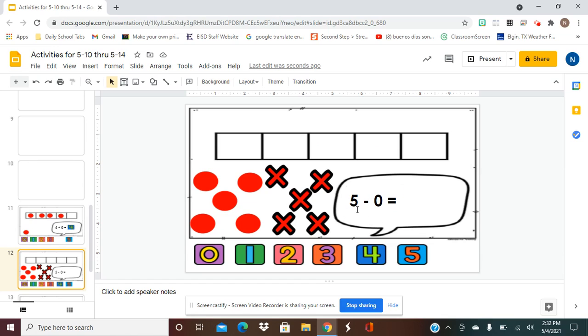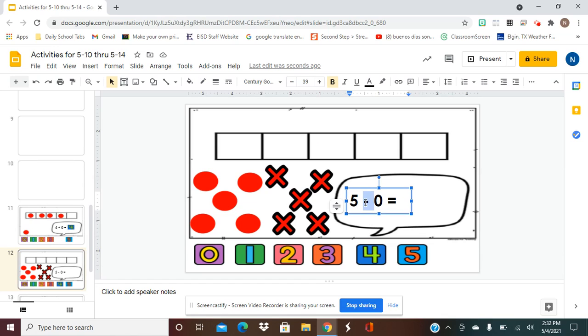So on this one, look at the symbol for our number sentence. Is that a plus sign or a minus sign? That's a minus sign. So what does that mean? When we have a minus sign, does it mean we're going to add everything together or we're going to take it away? We're going to take some away. So the minus sign means that we're going to take away. So let's look at our numbers. 5 minus 0 equals something. So that means that we have 5. We're going to start out with 5 counters and then we're not going to take anything away.